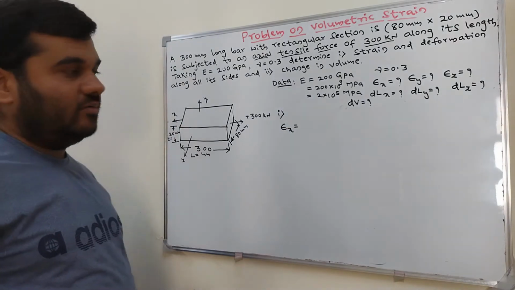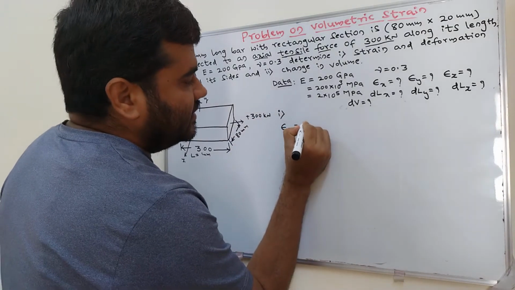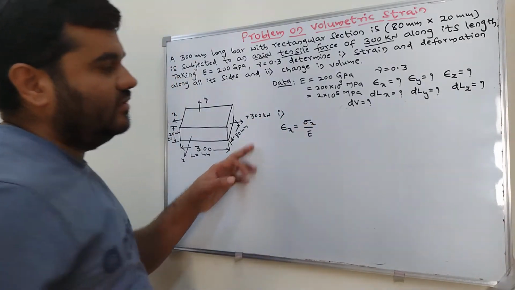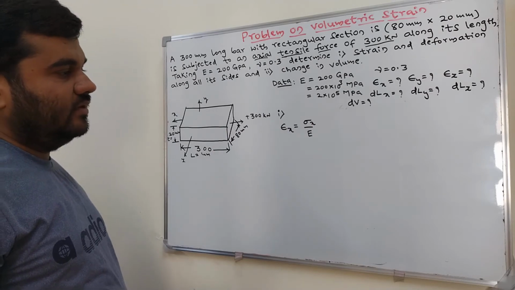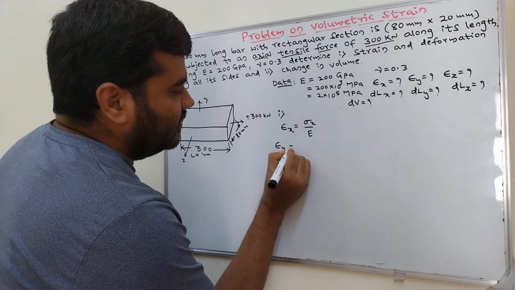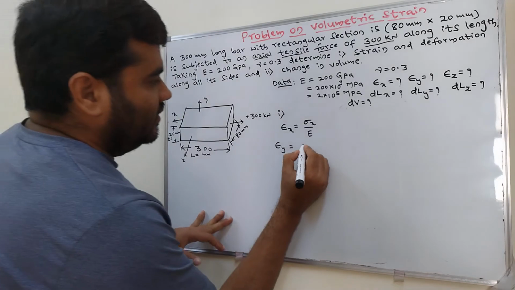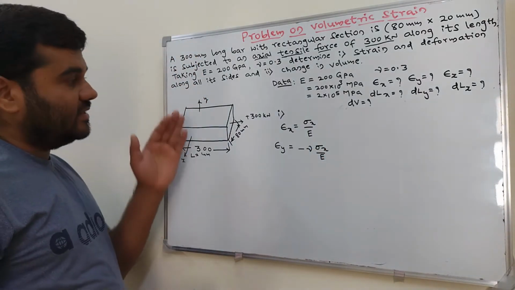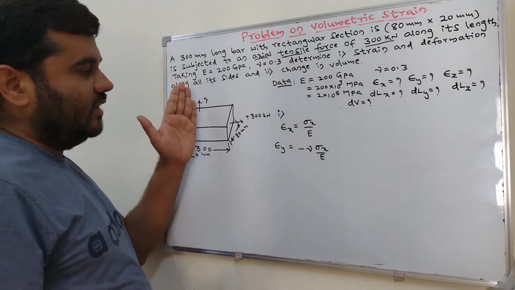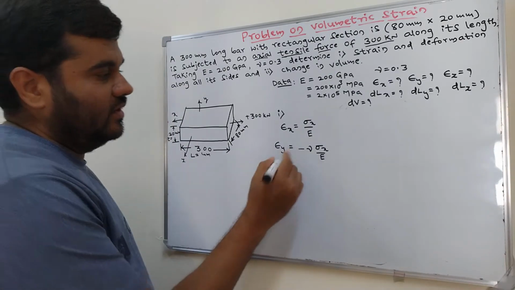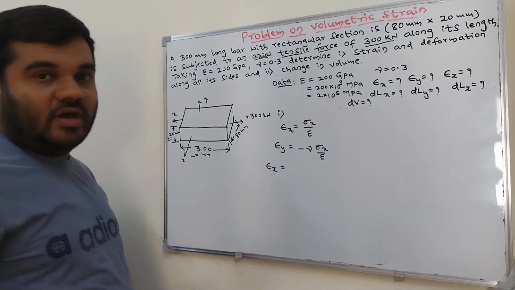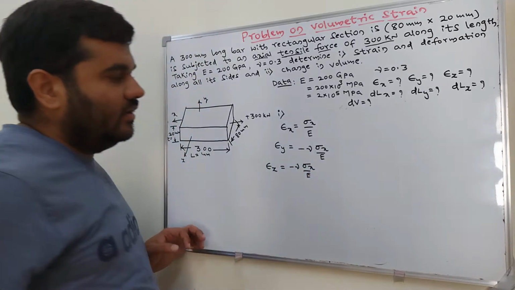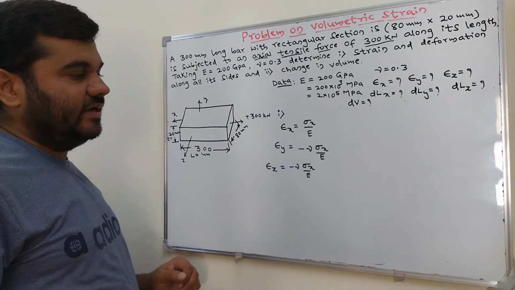Strain in x direction, we have the formula: strain equal to stress by E, normal formula. That is stress along x direction divided by E. Next, strain in y direction is minus nu into stress in x direction divided by E, because it is along the lateral side. Related to x, it is minus nu, where nu is Poisson's ratio. Similarly, strain in z direction is minus nu into stress in x direction divided by E. These formulae we derived in the previous video.